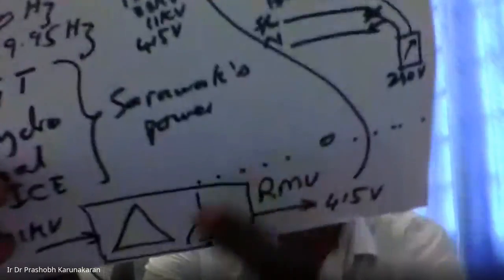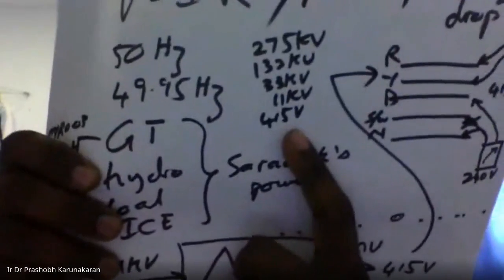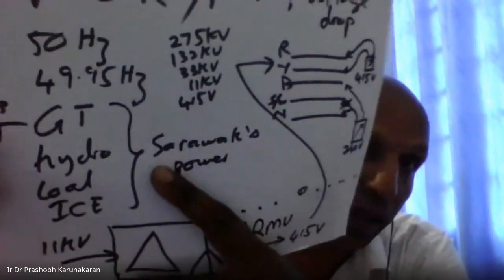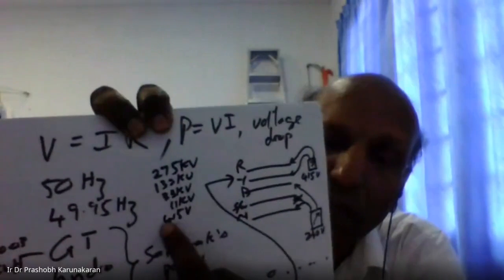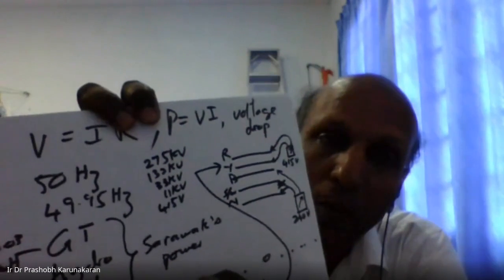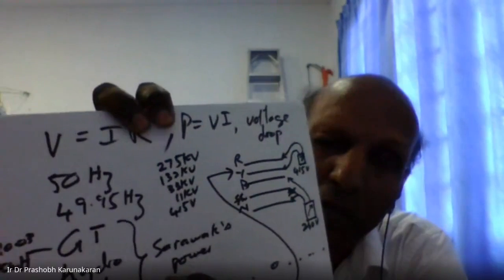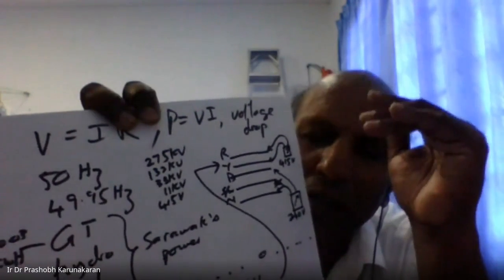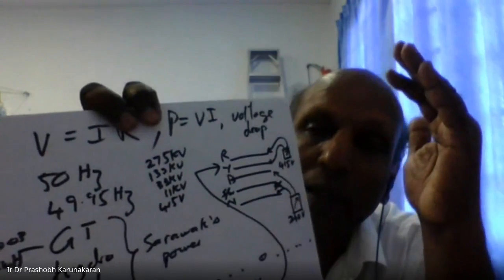So these are all the voltages used in Sarawak. In Semenanjung, they use one extra, which is 500 kV. We haven't used 500 kV, but we have one new line of transmission towers. You can see it when you go between Kuching and Serian. About three quarters of the journey, you see one big overhead line on the side of the road, with the tower painted red and white. That is the 500 kV line.